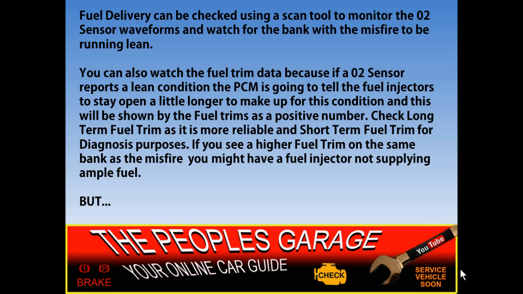Okay? So what I mean by that is if you watch the fuel trim data, because if an O2 sensor reports a lean condition, the computer's going to tell the fuel injectors to stay open a little bit longer. A lean condition is going to be the result of a fuel injector not firing properly. So not enough fuel's coming out, or any at all. If it's not working, it's not going to put out any fuel.